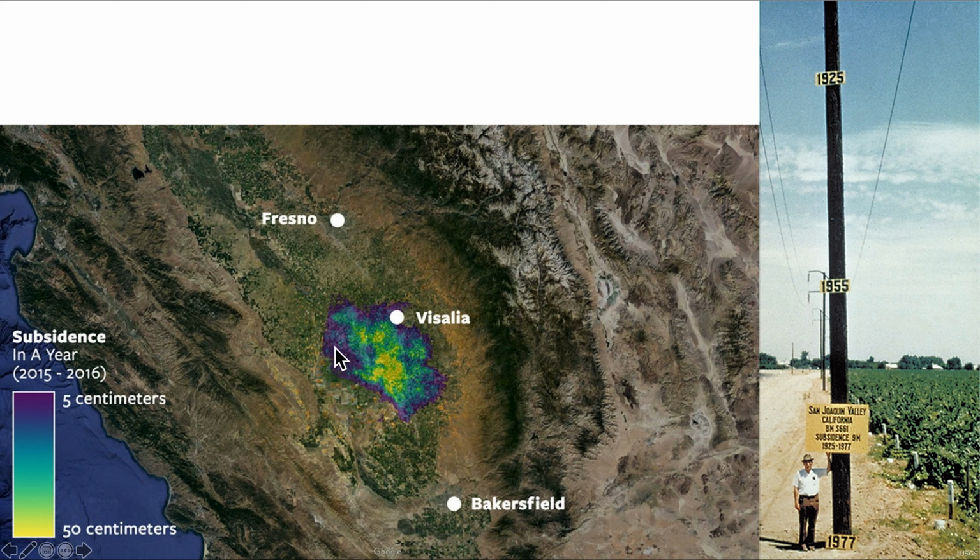You can see that here near Visalia. The land is dropping on the order of 50 centimeters per year, which is almost measurable. You can almost see the difference.